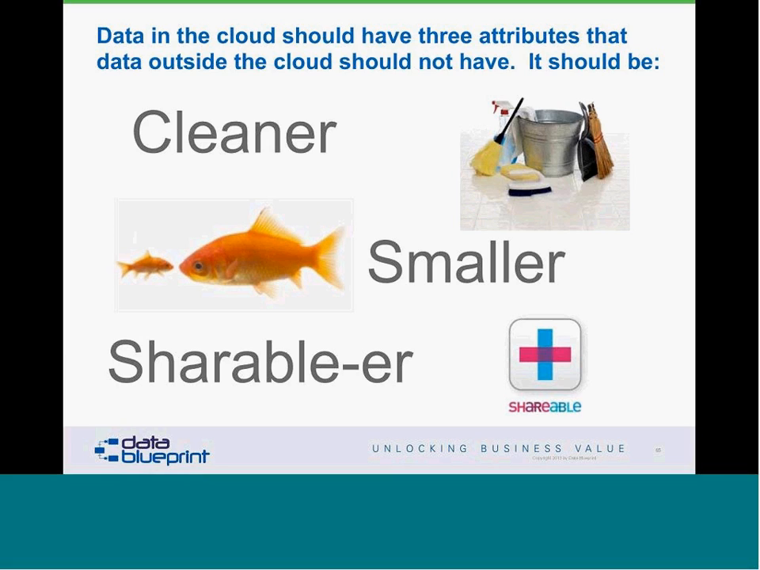But the only way it will work is if it is also more shareable. I know that's terrible wording, but these are the points. If it's not cleaner inside the cloud than outside the cloud, then people will continue to use the data that is outside the cloud. If it's smaller, it will be easier for people to get their hands around, to understand what is there, and to create the third attribute, which is more shareability. Again, we want our data to be cleaner, smaller, and more shareable.